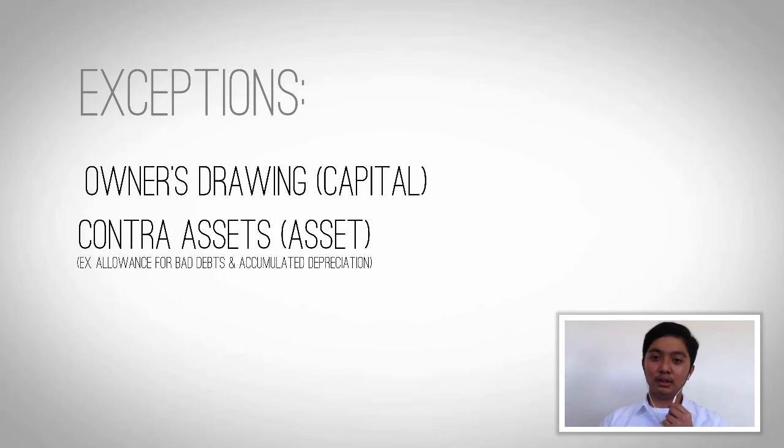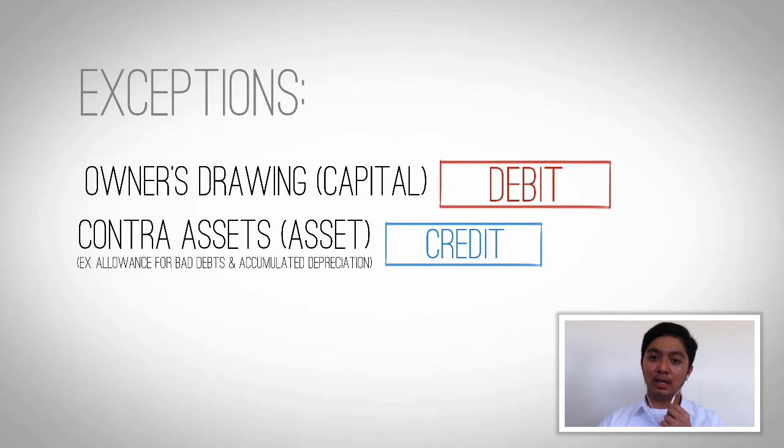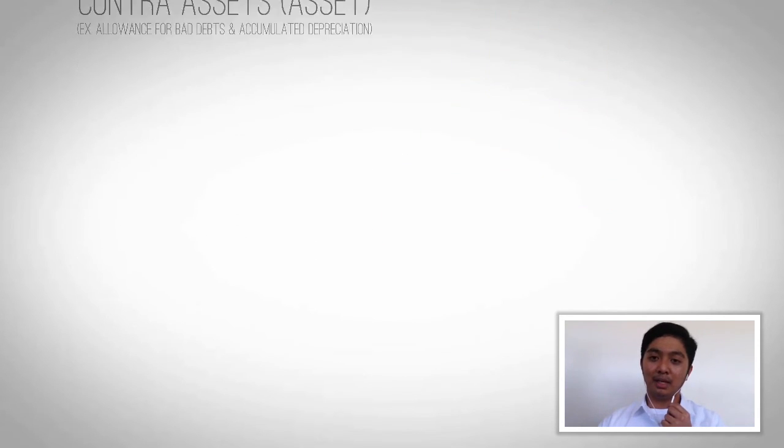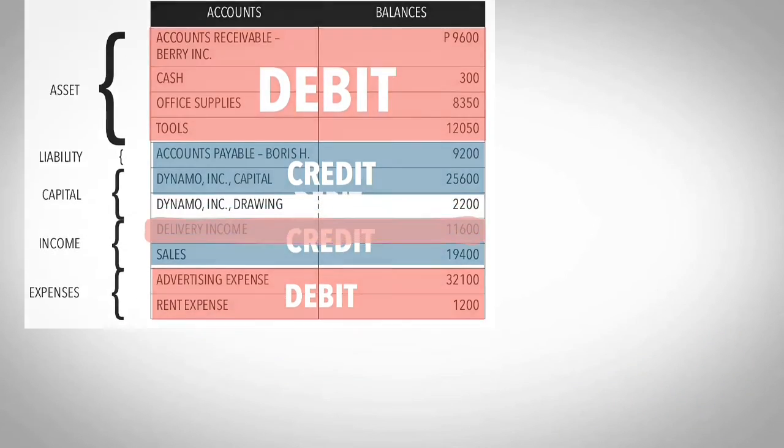However, there are exceptions, namely owner's drawing and the contra assets. In these accounts, money is going out of the business. This means that although contra assets are asset accounts, they are considered as credit balances, and while drawing is a capital account, it is considered as a debit balance. In this example, the amount in the drawing account, Dynamo Inc. drawing, is in the debit side.